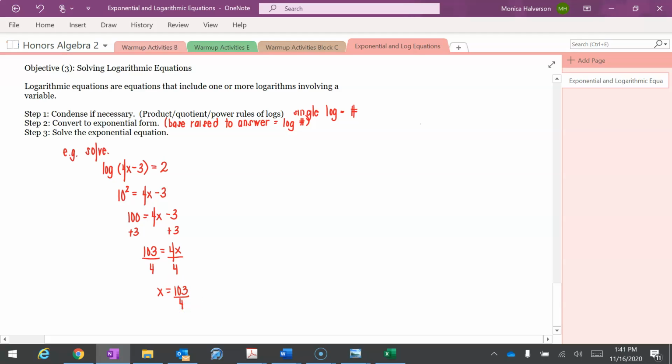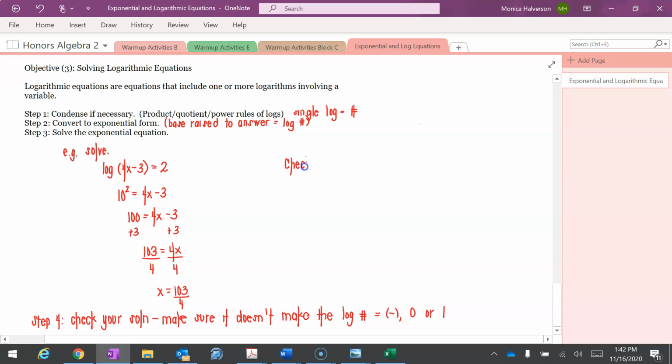Now, the key thing about this is that with logarithmic equations, there is an additional step. And that step 4 is you have to check your solution. And what that means is, to check your solution, you need to make sure it doesn't make the logarithmic number equal to a negative, 0, or 1. If it does, it's extraneous.